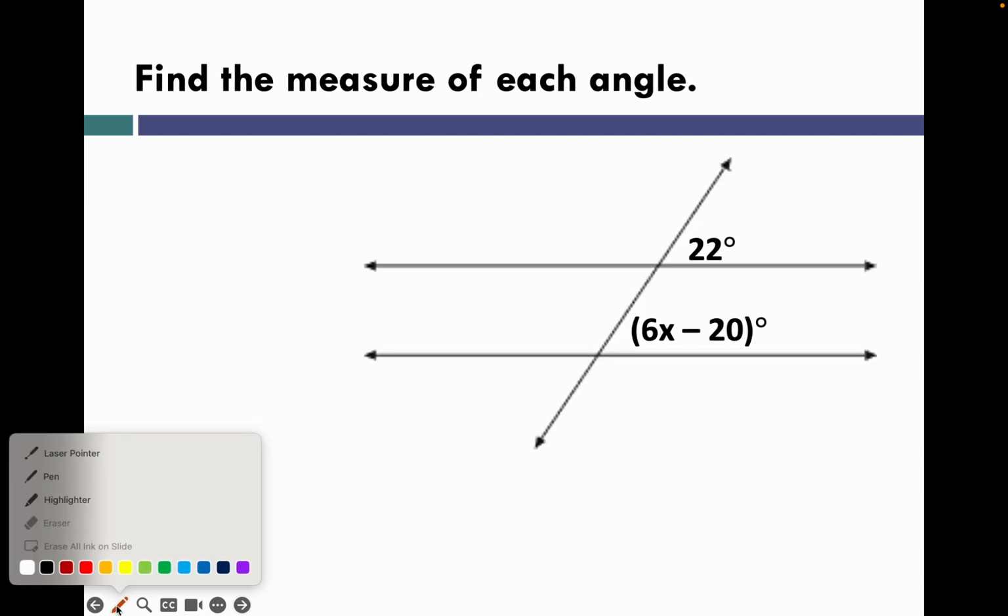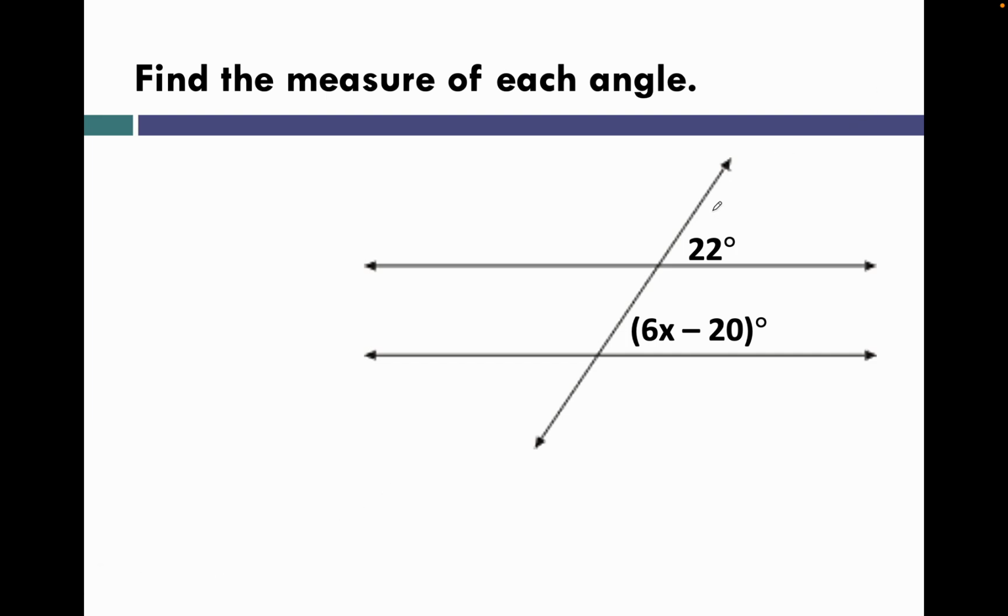So let's give this a try. The question says to find the measure of each angle. When we say each angle, we are just talking about the two here that are labeled. So we already know that this angle is 22 degrees. We need to find the measure of this angle. We could find the measures of all of the other angles as we learned yesterday, but in this case, we just really are interested in the two that are labeled here.